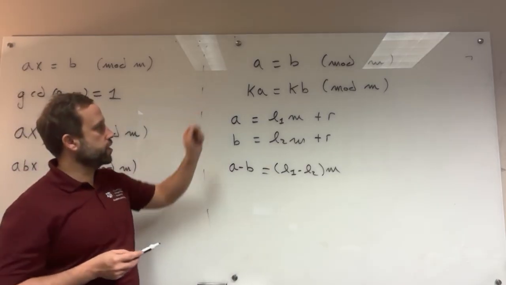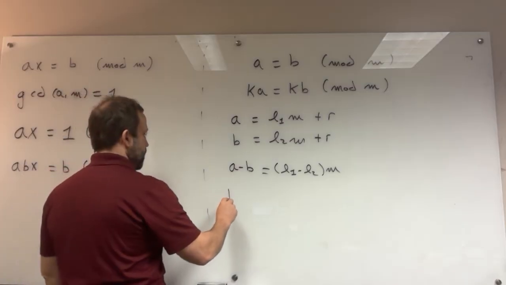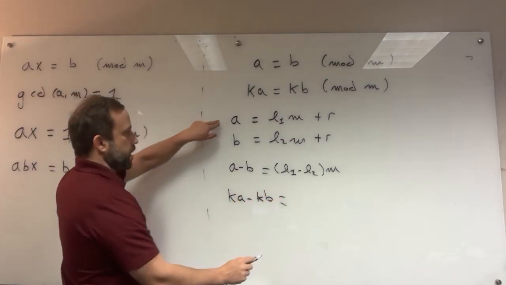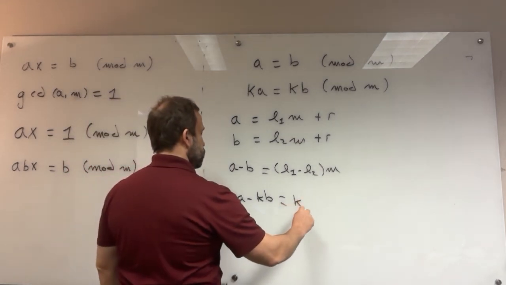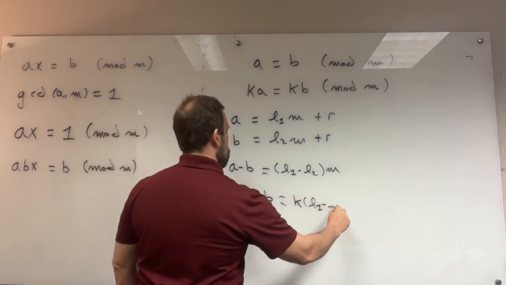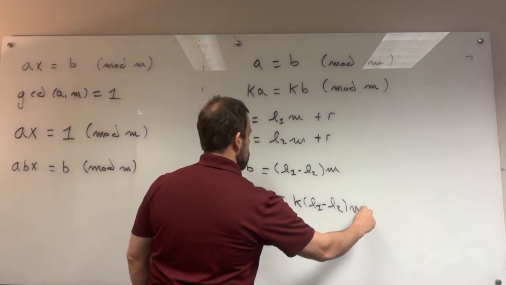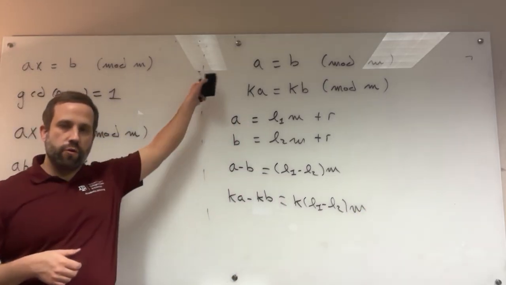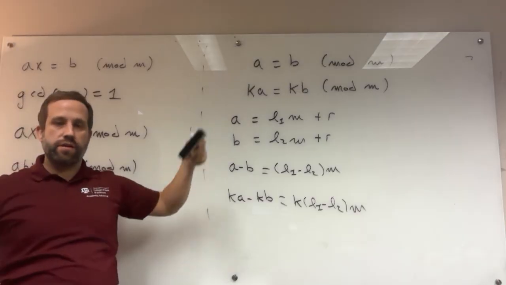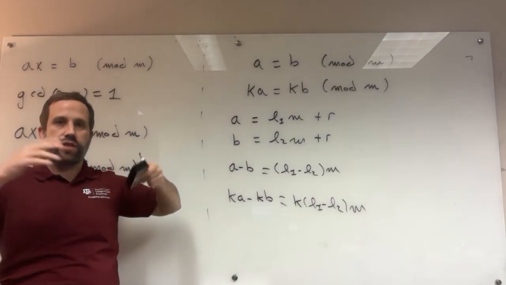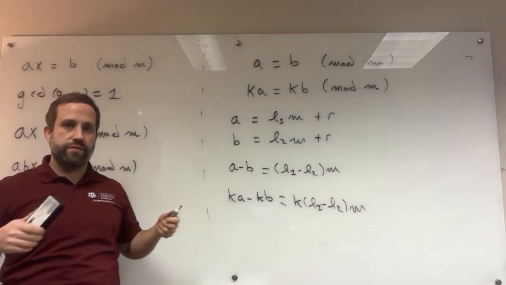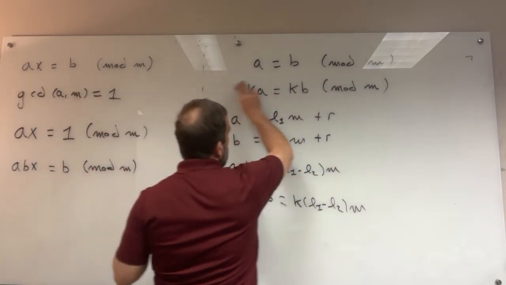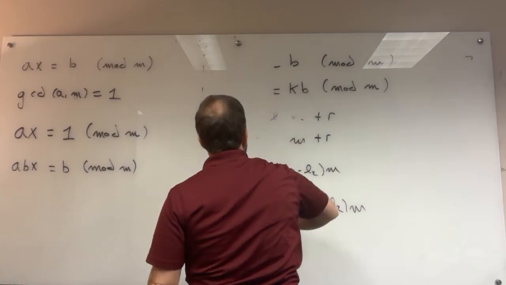Okay, so if I look at Ka minus Kb, well, Ka minus Kb, and just multiply this by K, is going to be equal to K times L1 minus L2n. Okay, so this shows that this congruence thing that we're writing equality, well, there are several ingredients here, but the equals really is an equal sign, as long as you do everything mod n.